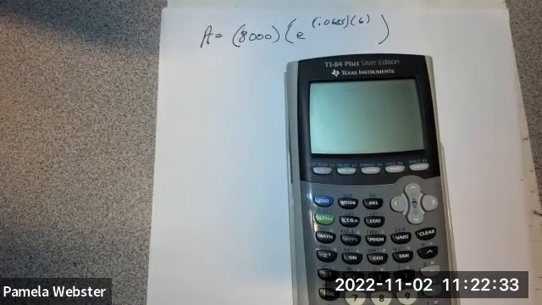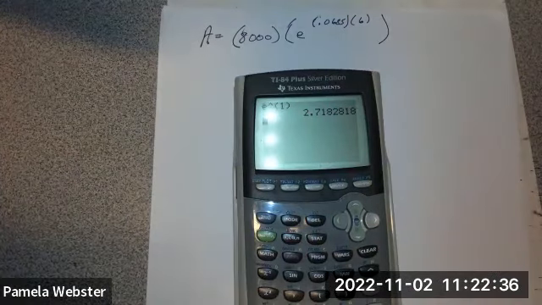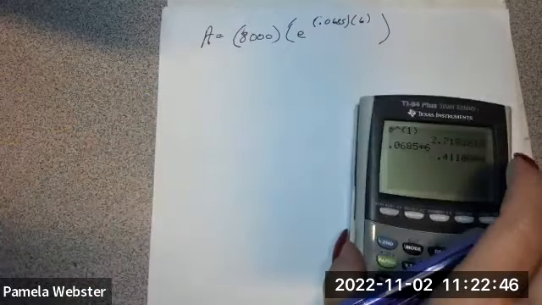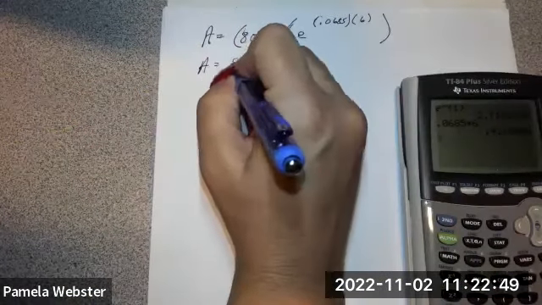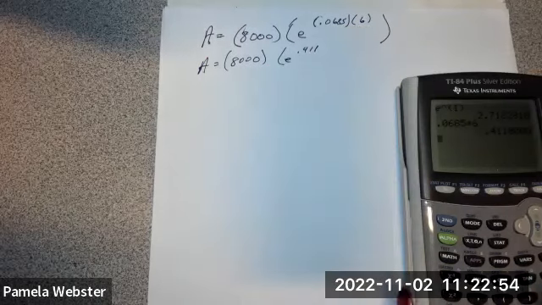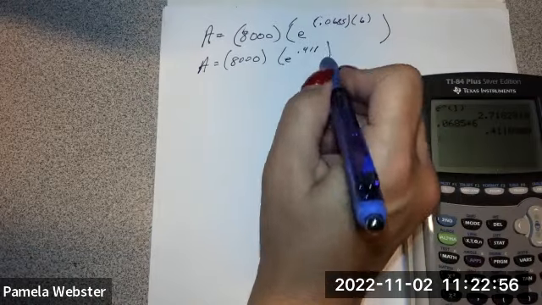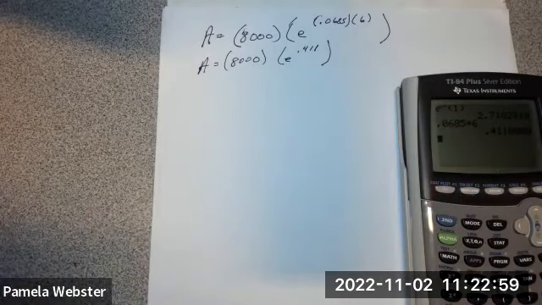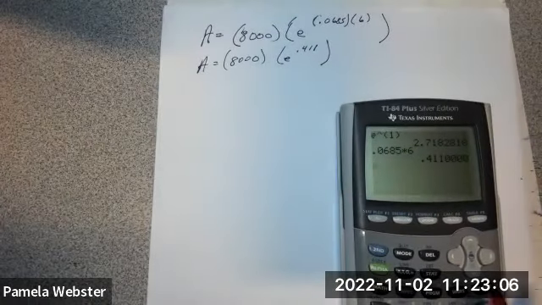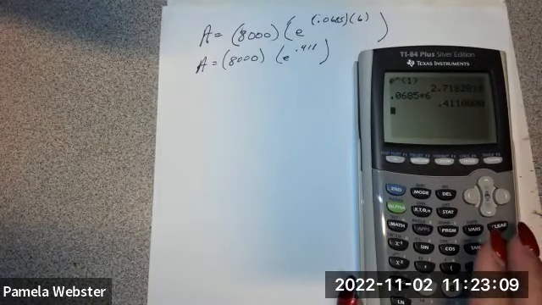So to work these out in steps, look here. 0.0685 times 6. That is going to be 0.411. So this is going to turn into A equals 8,000 times E to the 0.411. It's easier for me to punch E to the 0.411 on my calculator than it is to make sure the calculator does the multiplication first before it finds the value. Okay, so I need to do E to the 0.411.